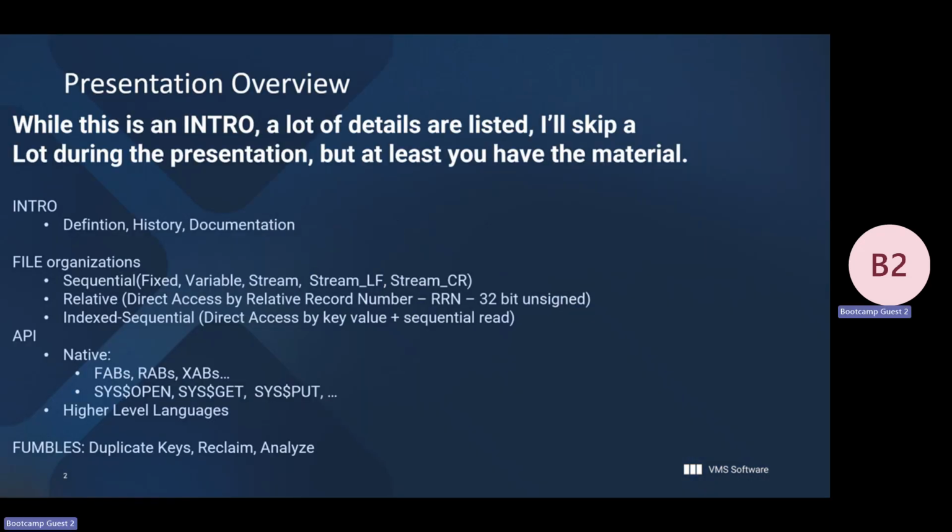So it is an intro, but there's a lot of stuff there, and we're going to skip quite a bit. Slow me down if it doesn't make sense, and tell me to. It's just too much stuff. I want to go a little bit about the definition of RMS and the history quickly. The various file organizations, that's really the critical part for you guys, and the APIs. How do I talk to RMS? Where does it sit? How do I control it?